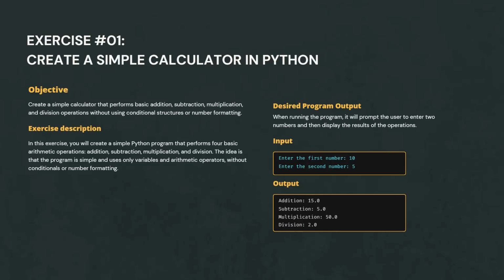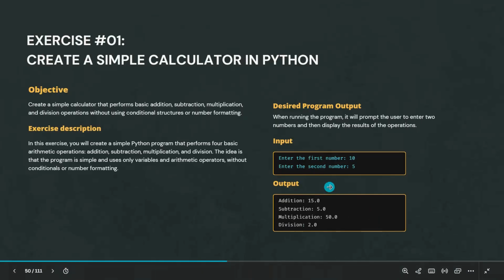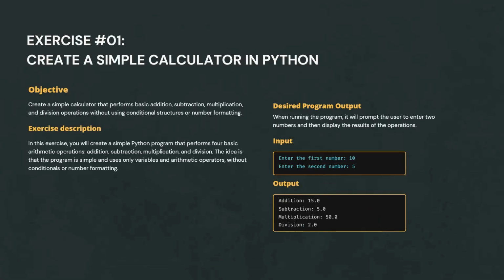So here's what we are aiming for. We want a program that takes two numbers from the users and then shows addition, subtraction, multiplication, and division. Pretty simple, right? And this is a perfect first step if you're just learning how to take input and do calculations in Python. So before we start coding, let's understand what tools we will use.